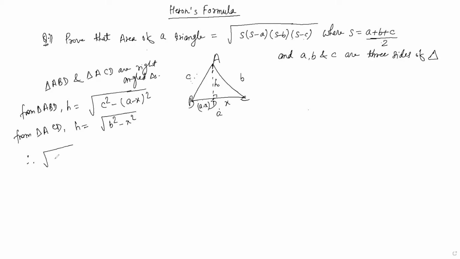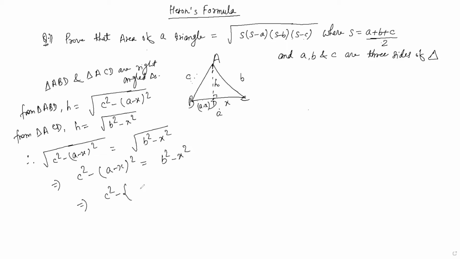Hence under root c square minus (a minus x) to the whole square equals under root b square minus x square. Now we will square both sides, so we get c square minus (a minus x) whole square equal to b square minus x square. We'll expand it further, so we get c square minus a square plus x square minus 2ax equal to b square minus x square.